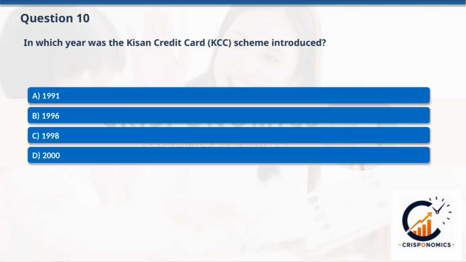Let's test our knowledge with a quick question. When was the Kisan credit card scheme introduced? Was it 1991, 1996, 1998, or 2000? Think about the timeline of agricultural reforms and credit initiatives. The KCC has played a key role in supporting farmers with timely credit. Keep that in mind as we move forward.